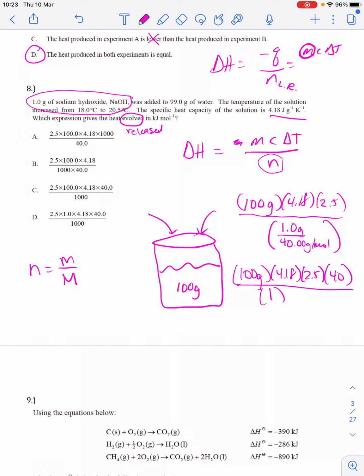The last thing that we need to do is they want us to solve in kilojoules per mole. We need to remember that since we're using grams, right now the answer would come out in joules per mole, so I need to divide this answer by 1,000. That's the conversion of joules to kilojoules. So now I'm looking for an answer. They're not going to show the 1, and C is the best answer.